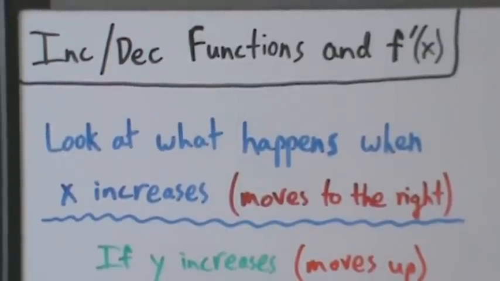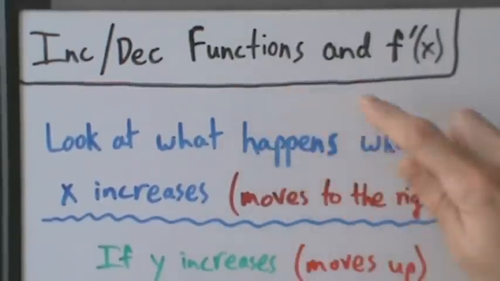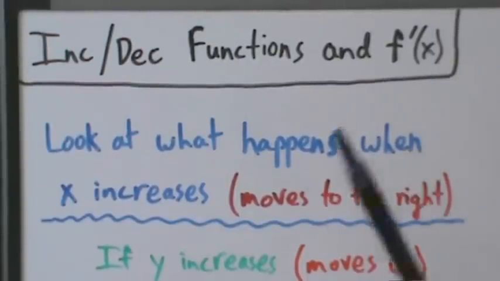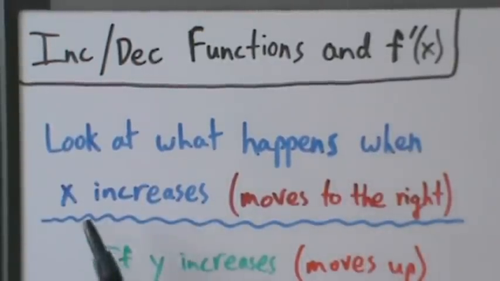All right, so we've talked a lot about critical points and extreme values, mins and maxes, things like that. So now we're ready to talk about increasing and decreasing functions and the first derivative, f prime of x. When we talk about increasing and decreasing functions, what we want to look at is the graph of the function f of x and see what happens when x increases.